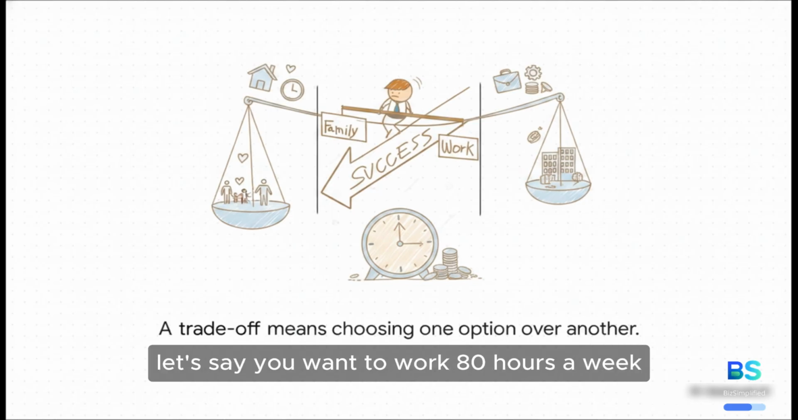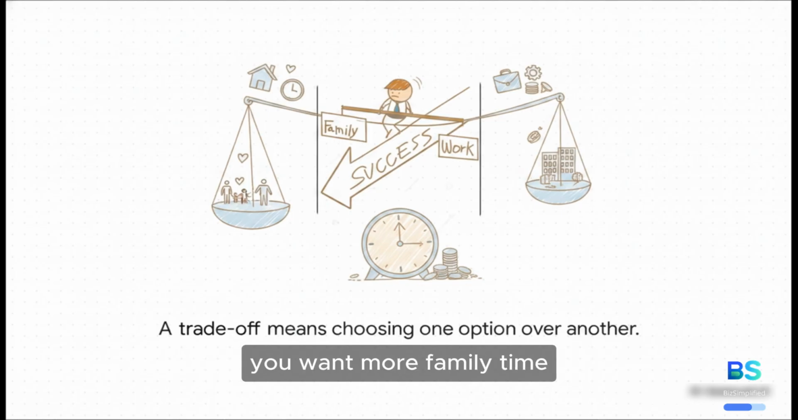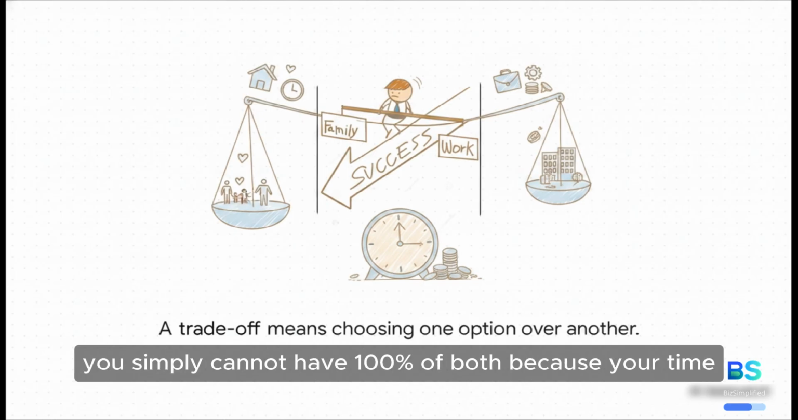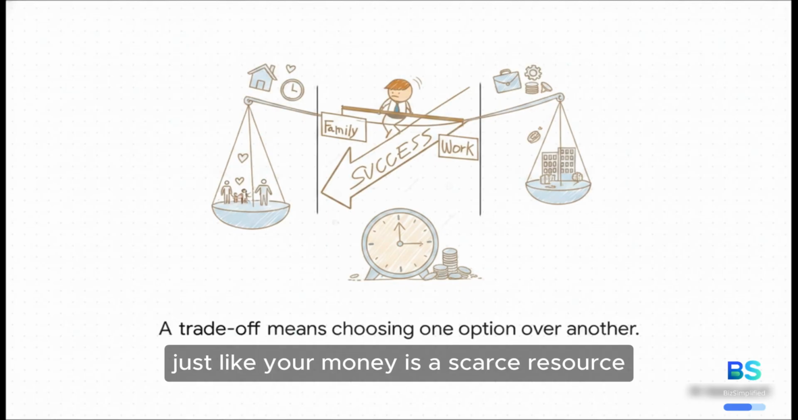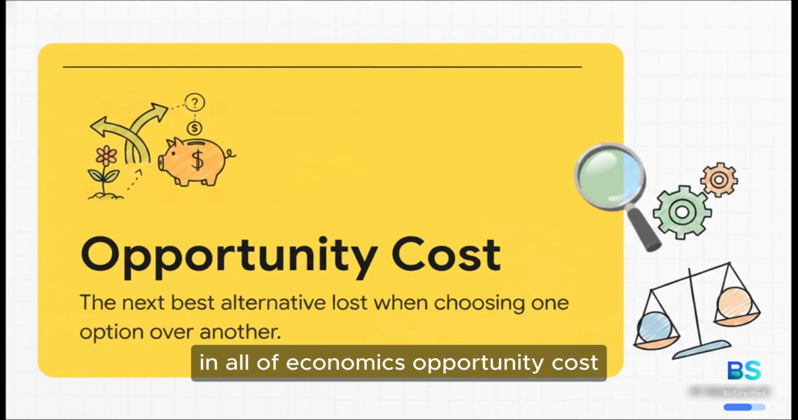Let's say you want to work 80 hours a week to advance your career. The trade-off? Less time with your family. You want more family time? The trade-off might be slower career advancement. You simply cannot have 100% of both because your time, just like your money, is a scarce resource. And this leads us to one of the most powerful concepts in all of economics, opportunity cost.